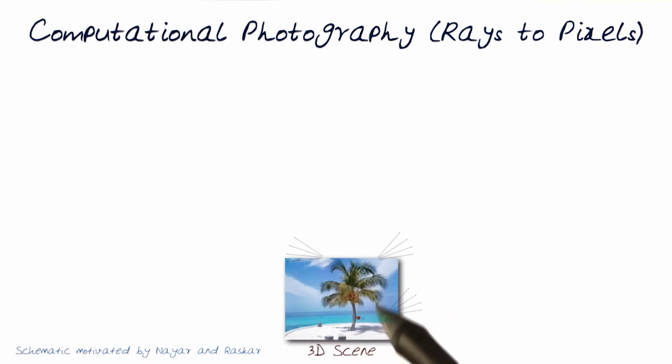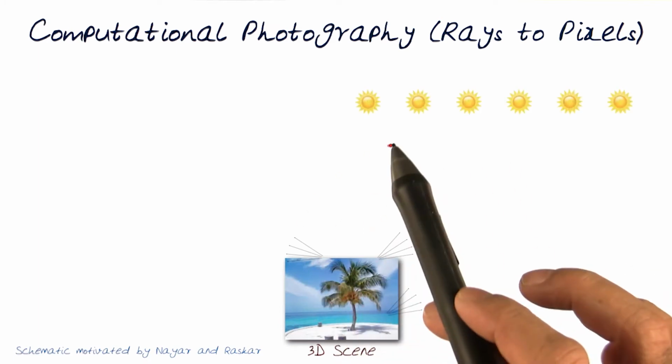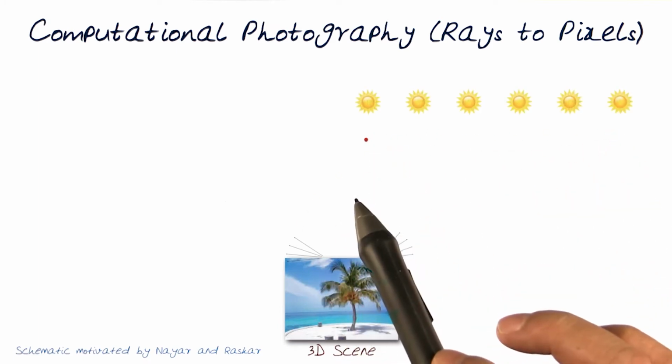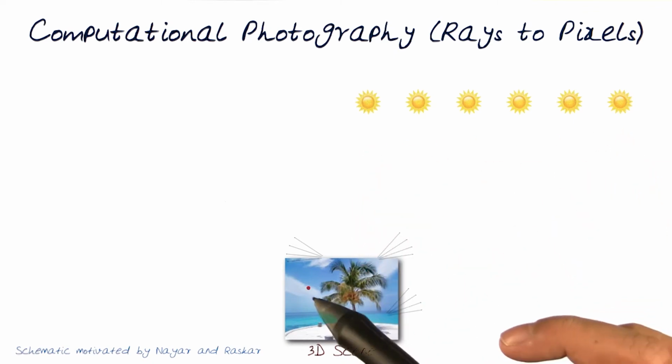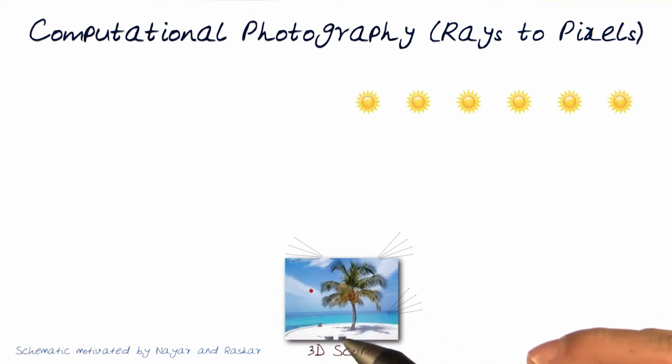These are the rays of light that we want to capture. Of course, this scene could be illuminated by a variety of light sources. Here I've just put a bunch of different light sources. Of course, in a natural scene, it's the one grandiose sun that illuminates our entire scene.